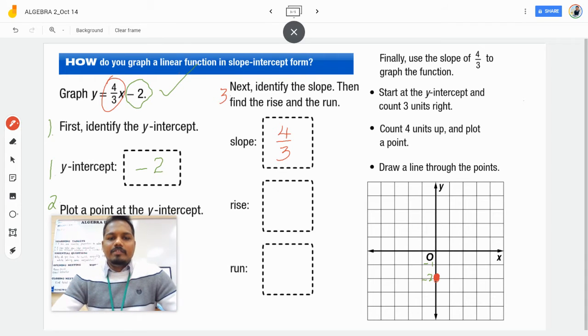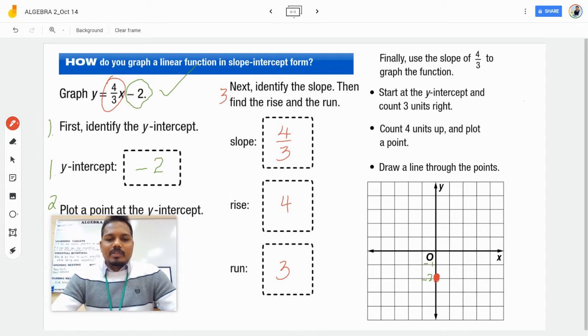And identify rise and run. When you look at this slope, it's a fraction, so it's going to be easier to identify rise and run. The numerator represents how much the graph rises. The denominator represents how much the graph runs. So the rise value is 4 and the run value is 3.